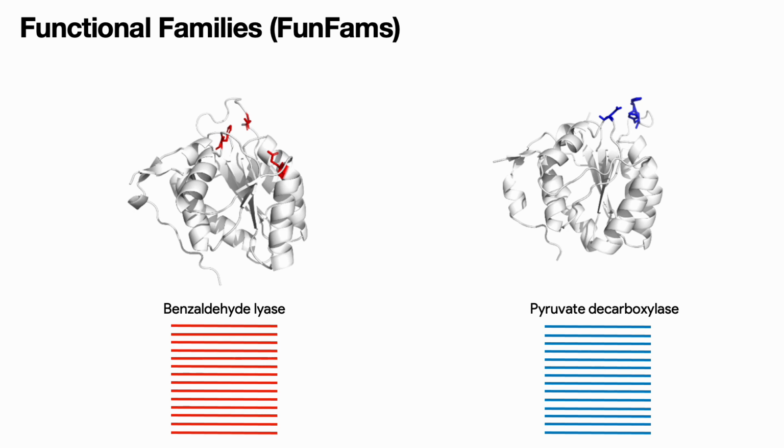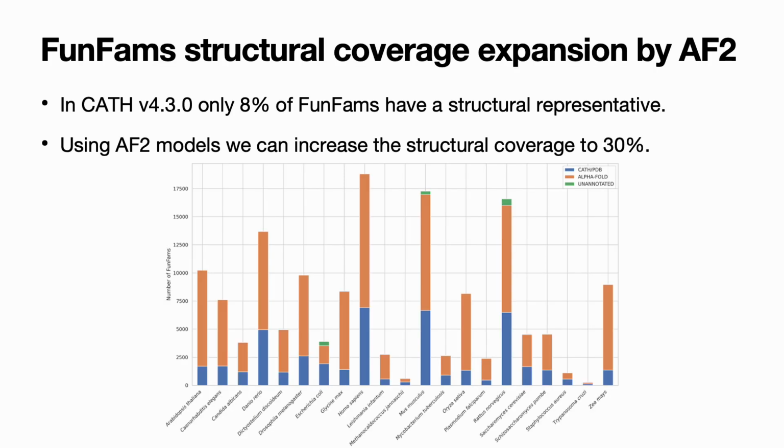So functional families are great for function prediction and lots of other applications, but one of their downsides is that only 8% of these FunFams have a structural representative. So using AlphaFold models, we were able to increase the structural coverage all the way up to 30%.